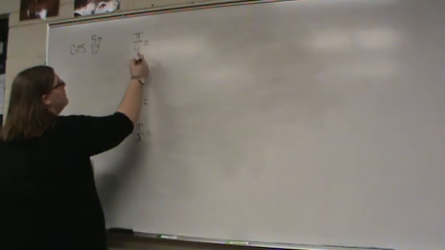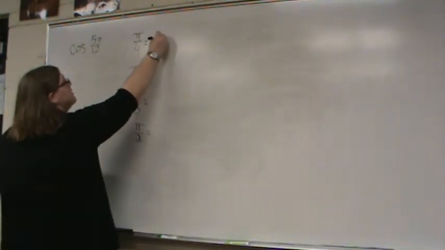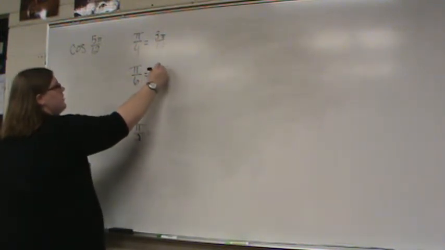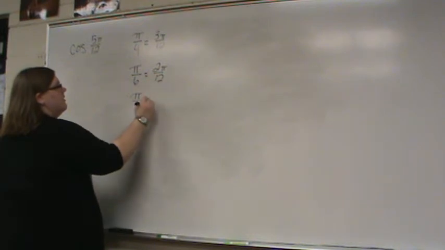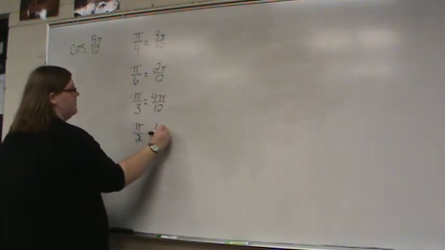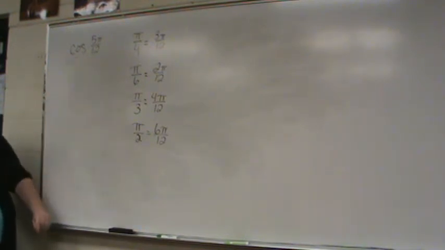So what is pi over 4 if we're putting it over 12? 3 pi over 12. Pi over 6 is 2 pi over 12. Pi over 3 is 4 pi over 12. Pi over 2 is 6 pi over 12. So now, out of those 4 angles, are there 2 that we could add or subtract to equal 5 pi over 12?